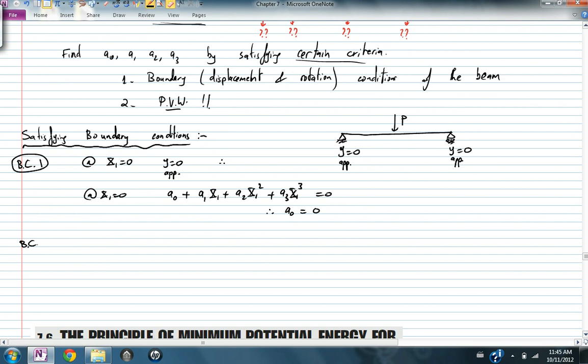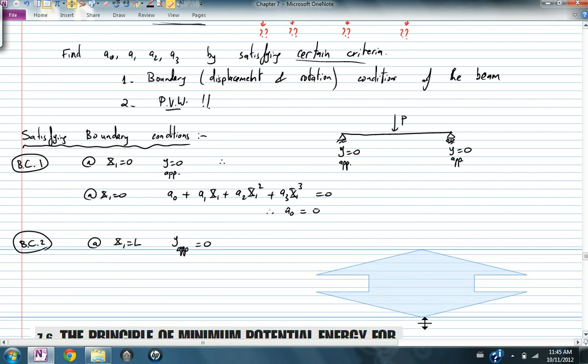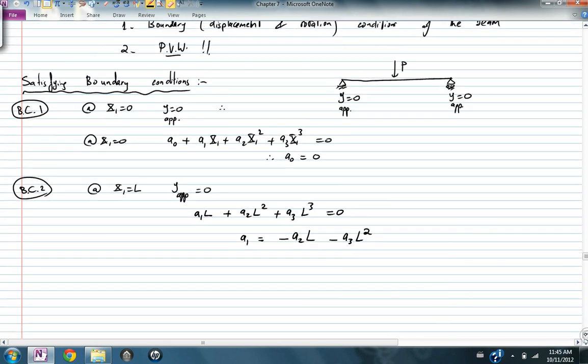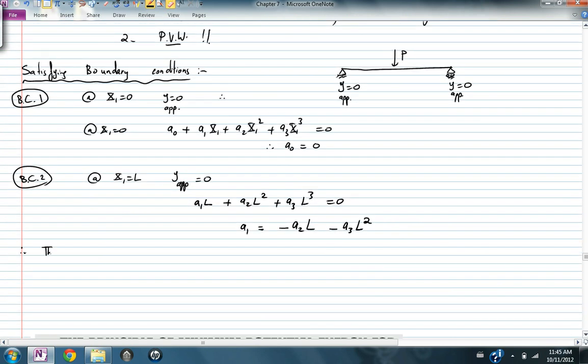Boundary condition 2: at x1 equals L, the approximate solution has to also be equal to 0. Okay, so A1 L plus A2 L squared plus A3 L cubed is 0. Therefore A1 is equal to negative A2 L minus A3 L squared. Okay, I'm going to now write the approximate solution. Therefore, the approximate solution after satisfying the boundary conditions is as follows.